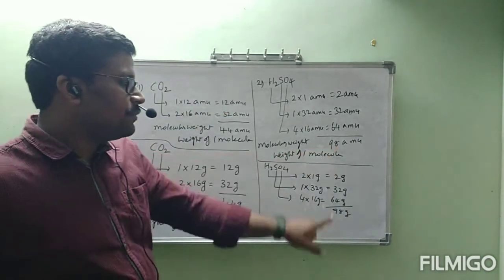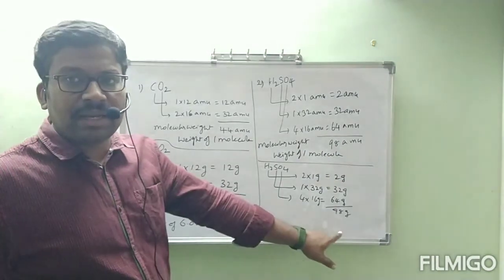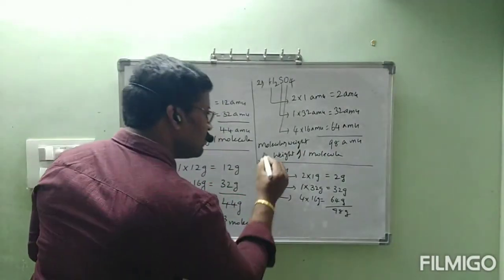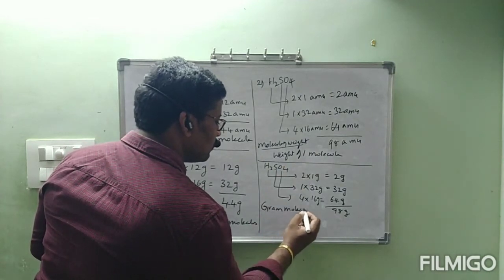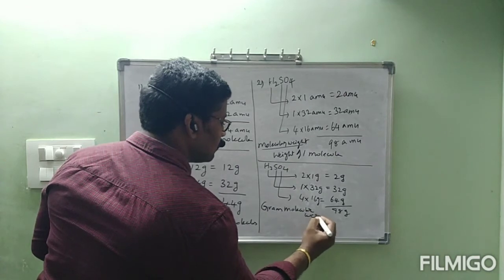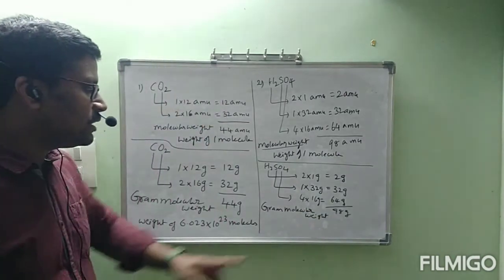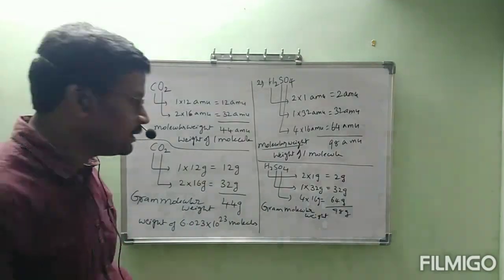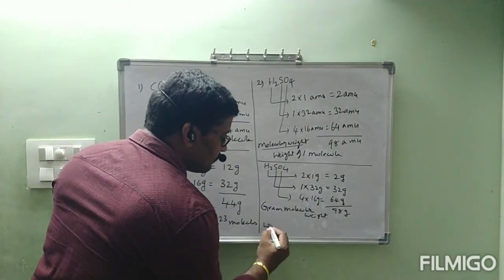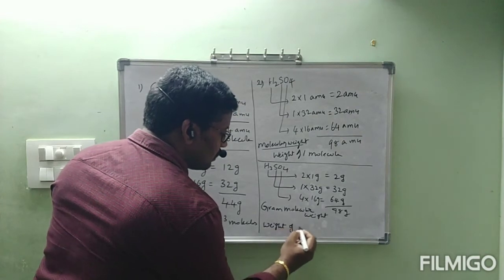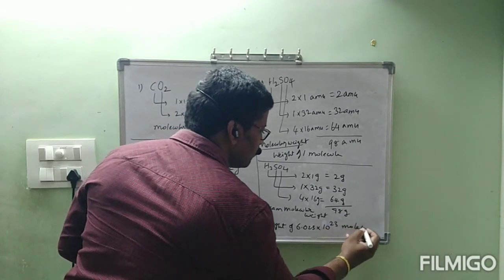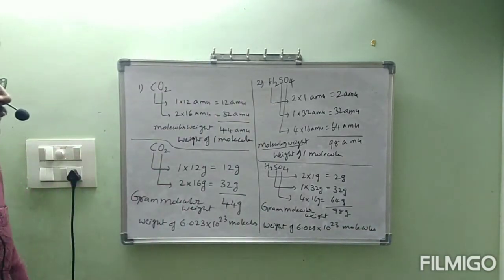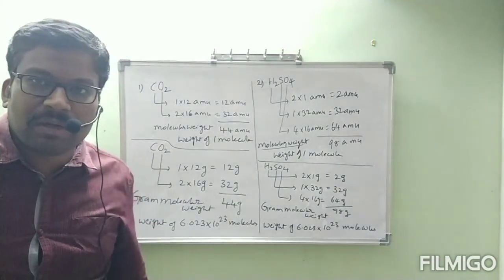Here if you get 98 AMU, here this is 98 grams. 98 grams meaning this is gram molecular weight. This is the gram molecular weight of H2SO4, 98 grams. Meaning of this one, weight of 6.023 into 10 power 23 molecules. The previous one is the weight of one molecule only. Now this one is the weight of 6.023 into 10 power 23 molecules.